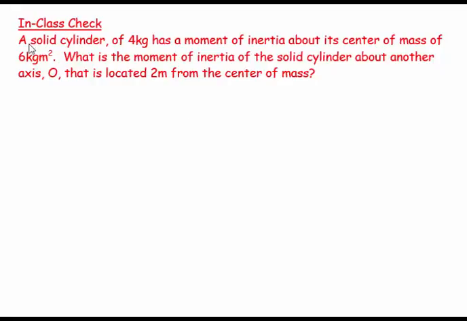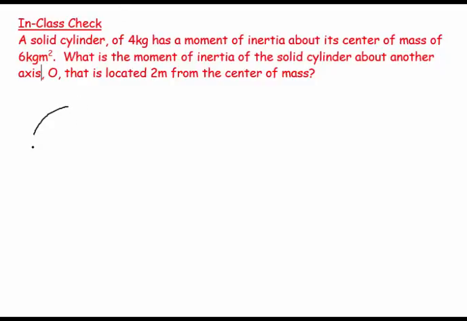Welcome. This question says a solid cylinder of 4 kilograms has a moment of inertia about its center of mass of 6 kilogram meters squared. What is the moment of inertia of the solid cylinder about another axis that is located 2 meters from the center of mass? So let's visualize this.